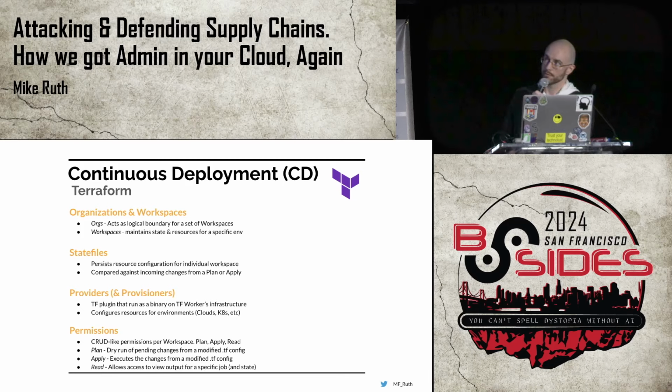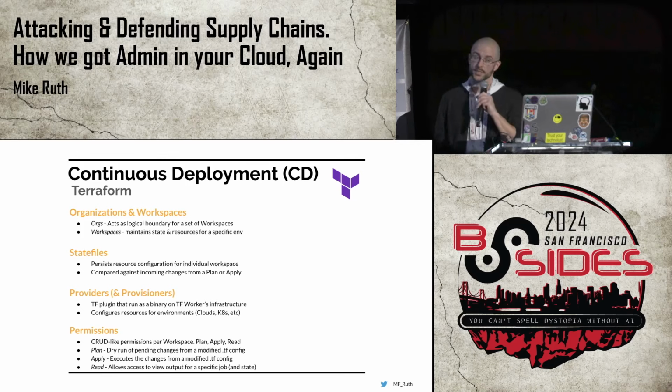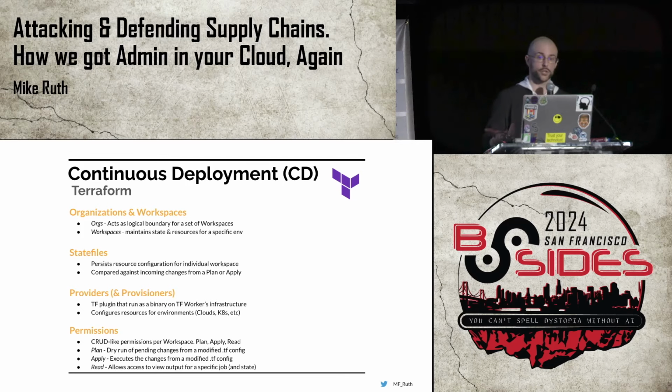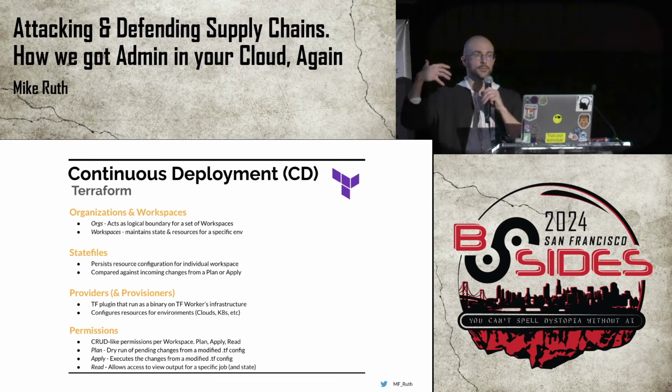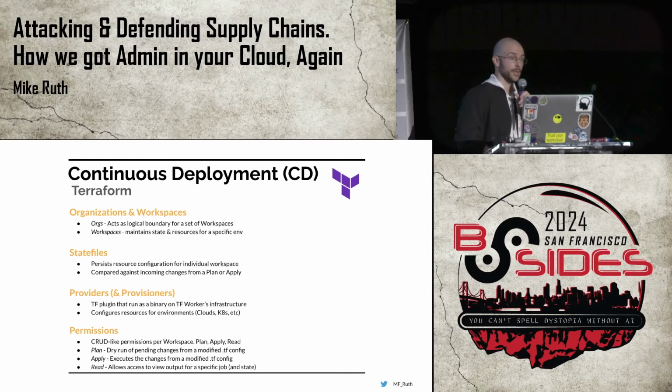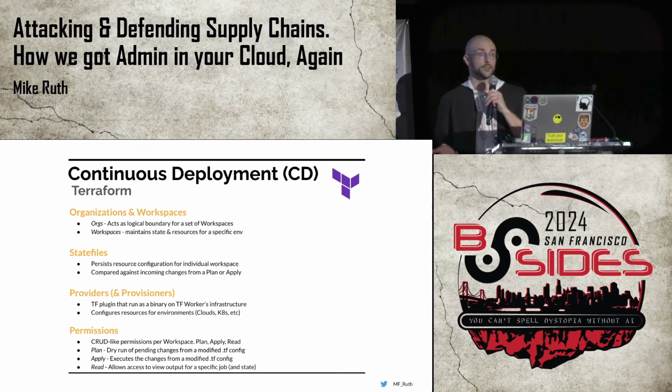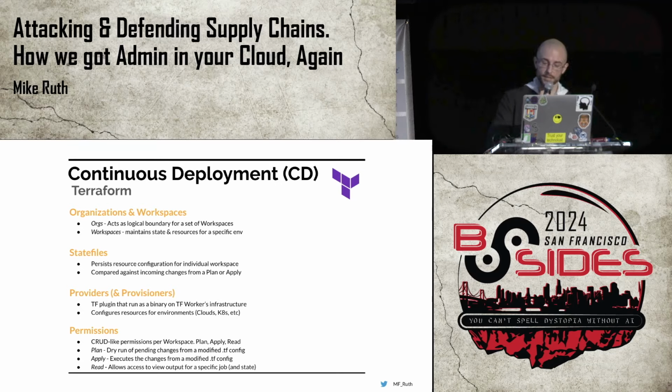Next are providers. Providers are doing all the heavy lifting here for Terraform. This is a plugin, a binary that runs on the worker, and it knows how to interact with all of the resources that you're trying to manage. So if you're managing AWS or GCP or Azure or Kubernetes, these providers are going to know the endpoints that they need to reach out to. They're going to know the parameters for all of the resources that need to be configured, and so on and so forth.